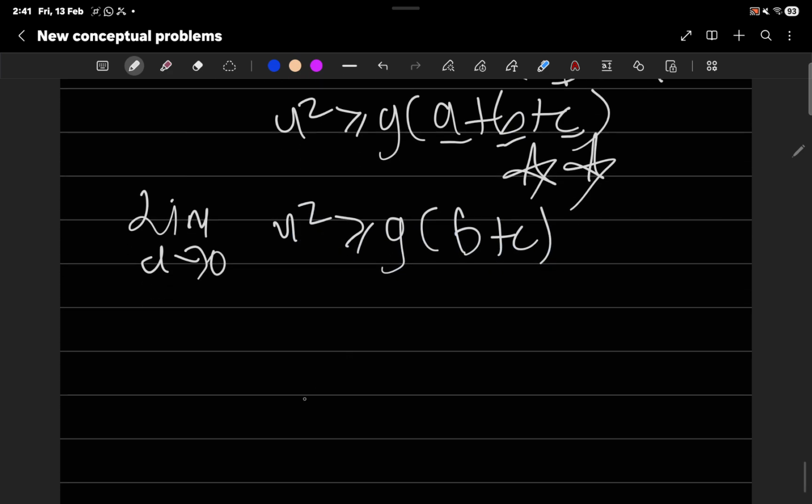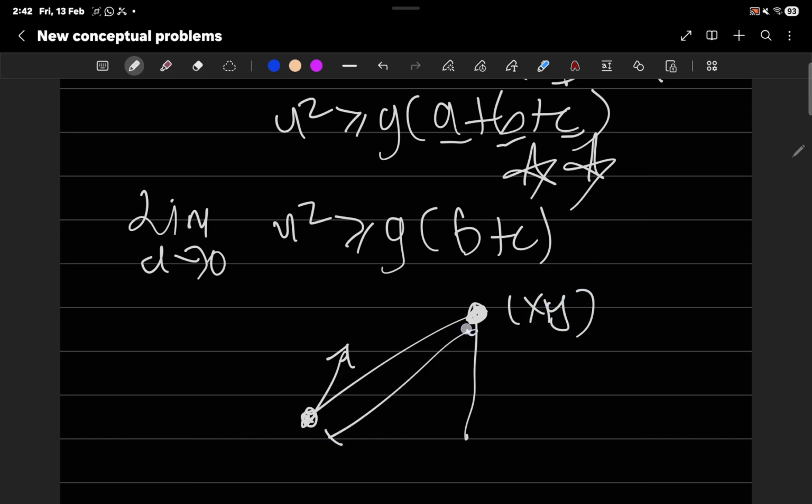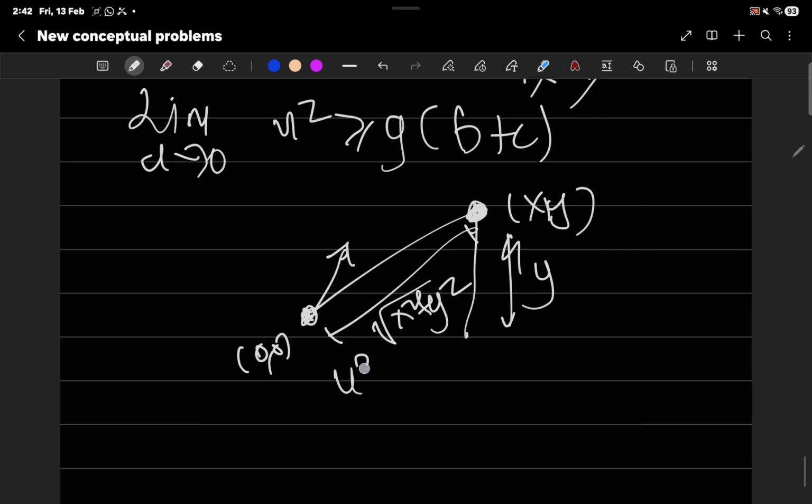And what will this look like? This will basically look like this, a almost negligible, then b and then c. If we consider this the point of origin, we have to basically find the minimum velocity to hit this point. This is x comma y, and this is b over here, which is just the root of x square plus y square, and this will just be y. So the minimum velocity will come to be u square by g equal to y plus root of x square plus y square.